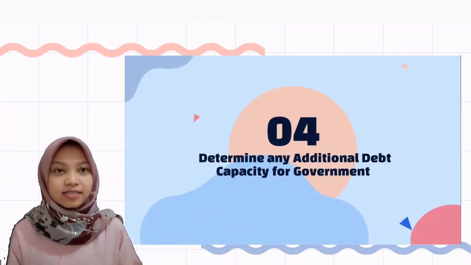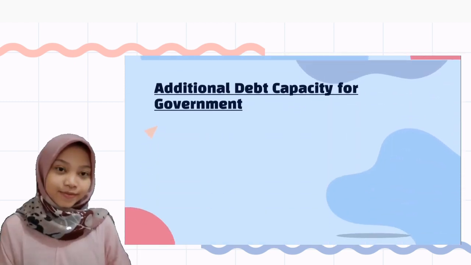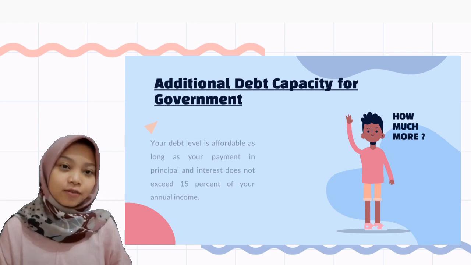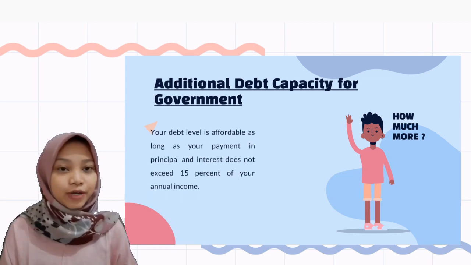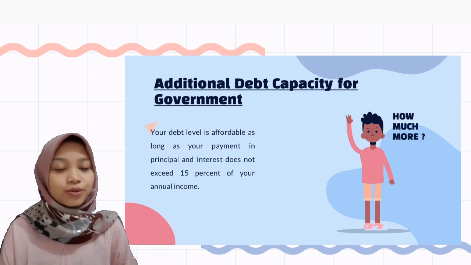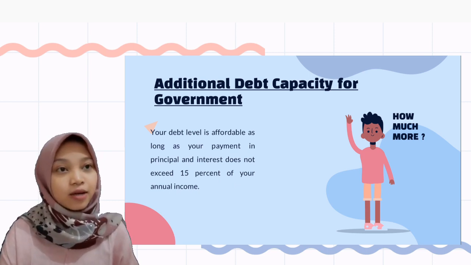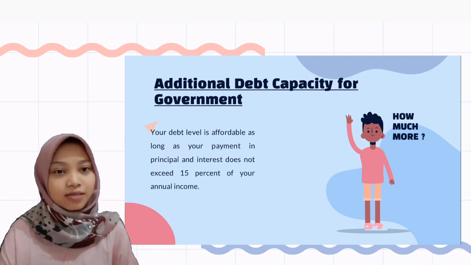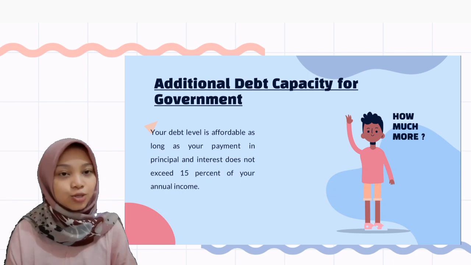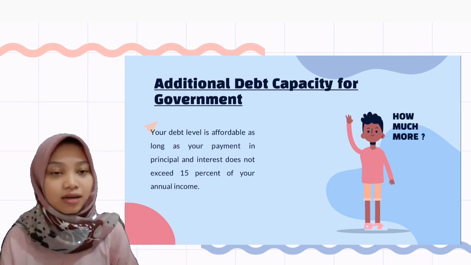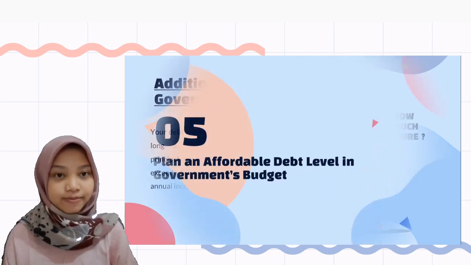Next discussion, we determine any additional debt capacity for government. In the previous example, we still have 2.5% left from our debt level, so we can add more debt. But the question is how much more, and the adviser says that the debt level is affordable as long as your payment of principal and interest doesn't exceed 15% of your annual income.